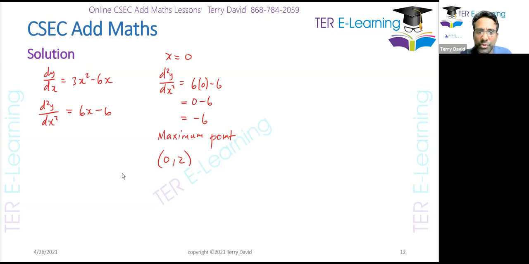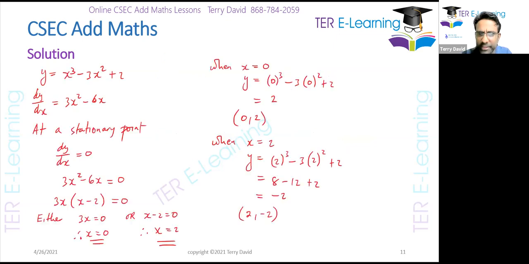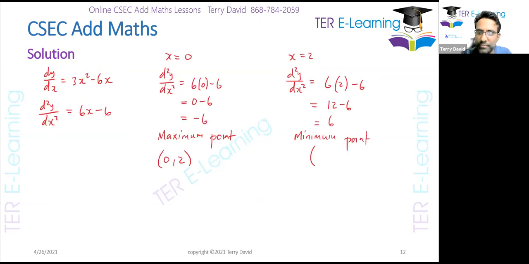And now we're going to substitute x equal to 2 into that same expression. So d2y dx squared is going to be 6 multiplied by 2 minus 6. And that's going to give me 12 minus 6, which is going to give me 6. So whenever d2y dx squared is positive, that's a minimum point. So you all need to learn that off, right? So this is a minimum point, and that point actually was 2, minus 2, right?